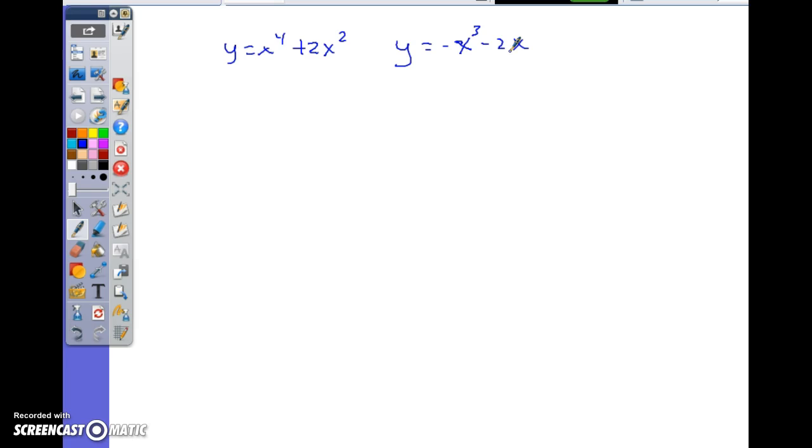Okay, so I got these two. Ready? I think Alex is going to do it. You guys see these? Y equals. So instead of equal each other, I got x to the fourth plus 2x squared equals negative x to the third minus 2x. So let them equal each other.